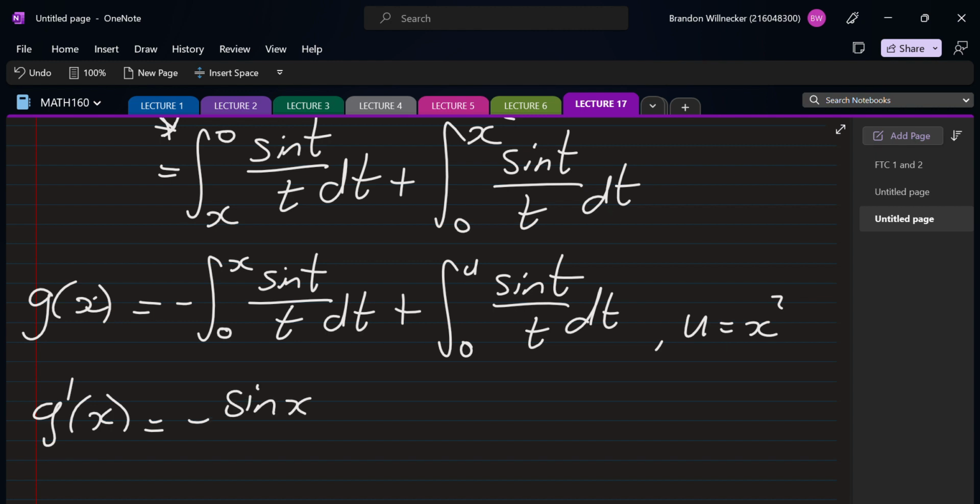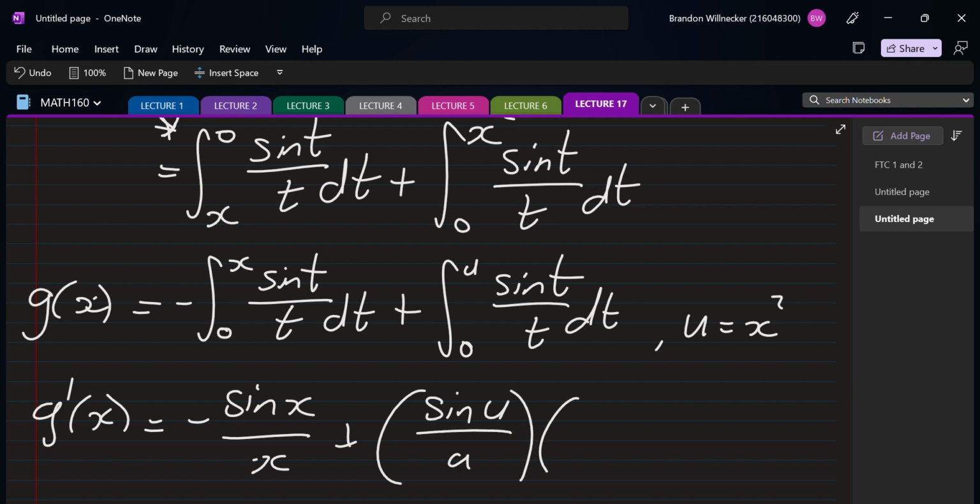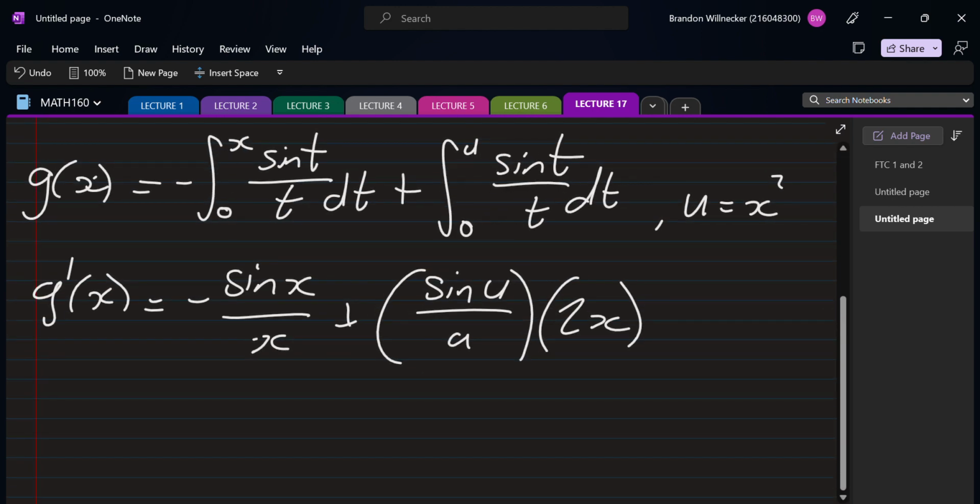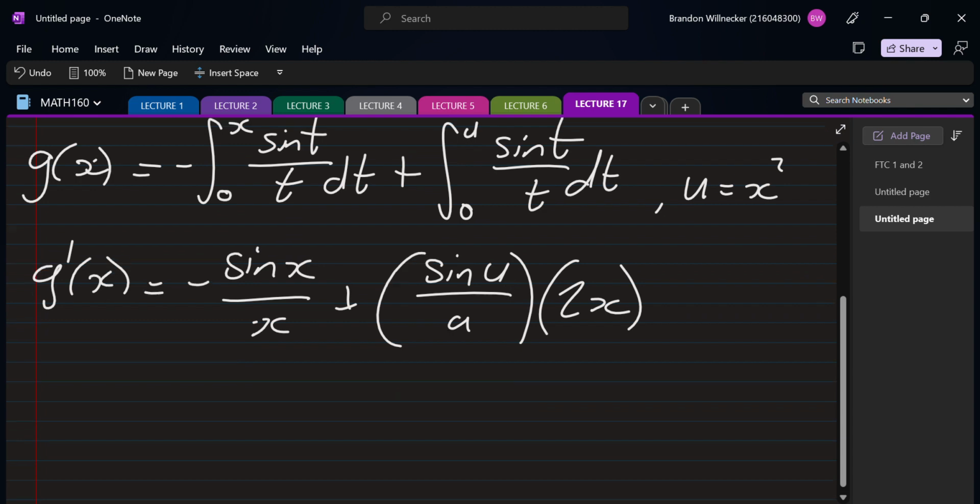That's minus sine x over x. On the second one, a little bit more complicated because of the chain rule, but we're going to get sine of u over u, and then du by dx, that's 2x. We're not done yet because we've still got this u, the sine u, and the u at the bottom. We need to put the x squared back.